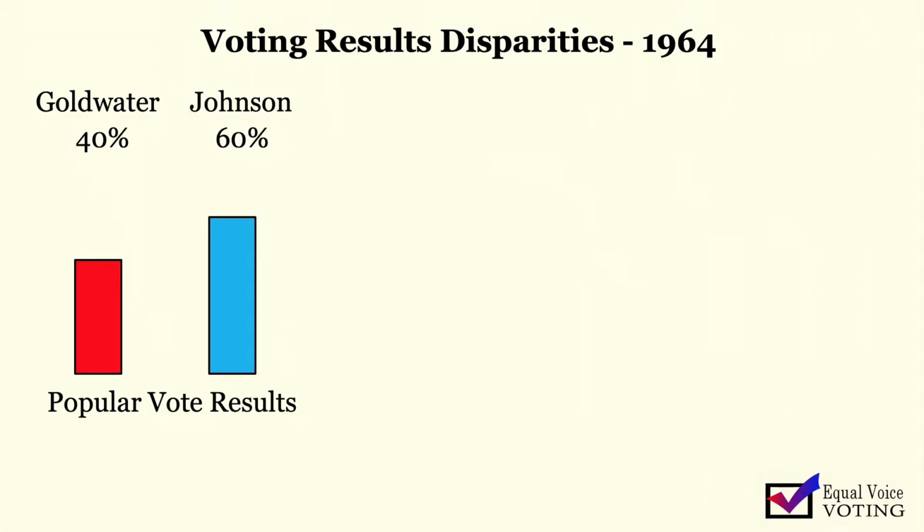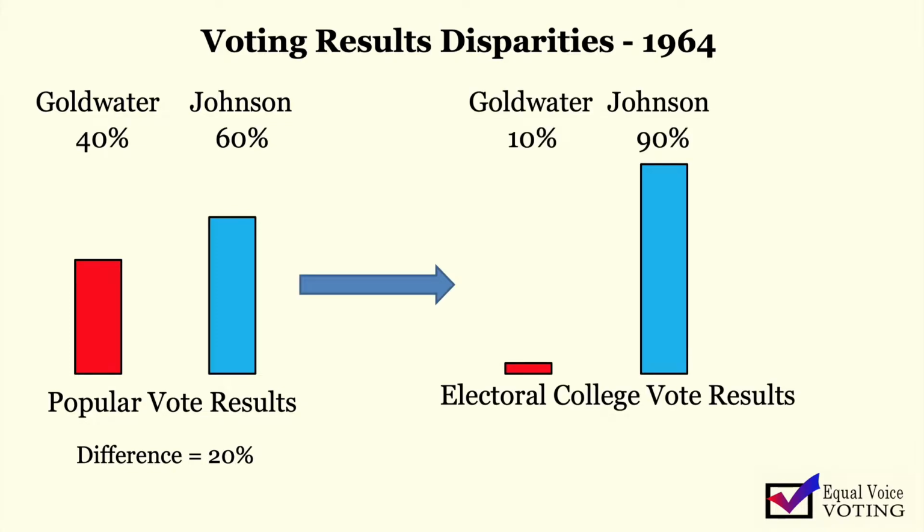Here are the popular voting results of 1964. Johnson got 60% of the votes, Goldwater got 40%. That's a 20% difference between these two candidates. Now we might assume that the Electoral College results were similar, but they weren't. Johnson got 90% of the electoral votes, Goldwater only got 10%.